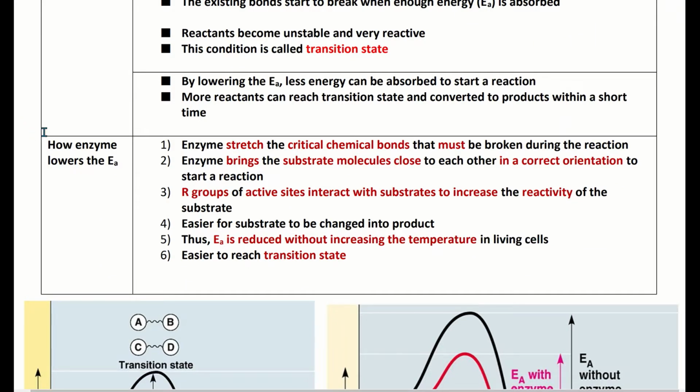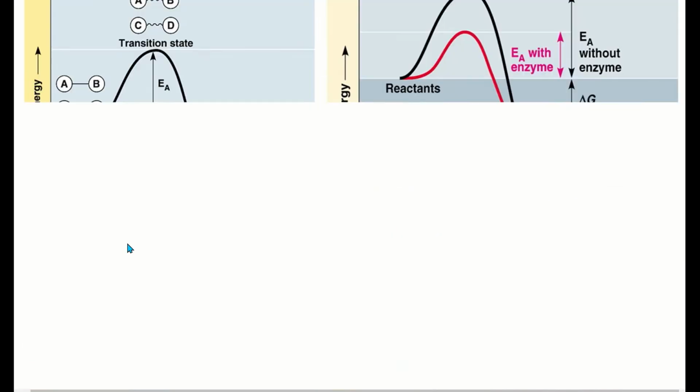Okay, so how? Soalan tanya how enzyme lower activation energy: stretch critical chemical bond that must be broken, bring substrate molecules close in correct orientation, R group of active site interact with substrate to increase reactivity. Empat cara. Thus, easier to reach transition state and activation energy is reduced without increasing temperature. Okay.